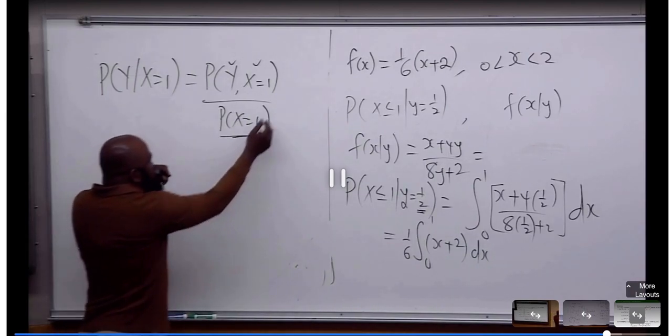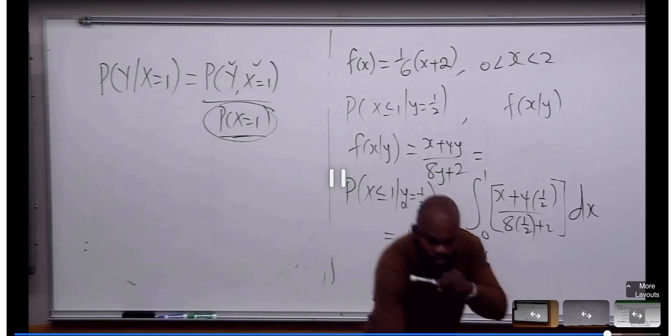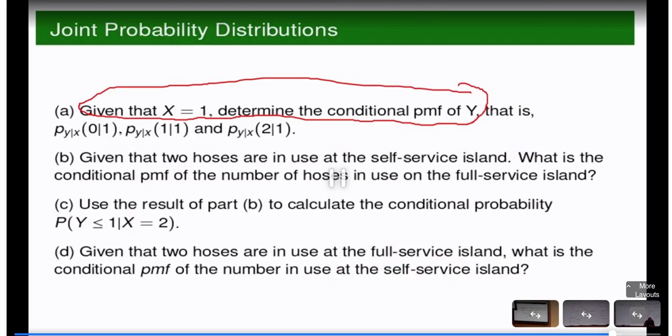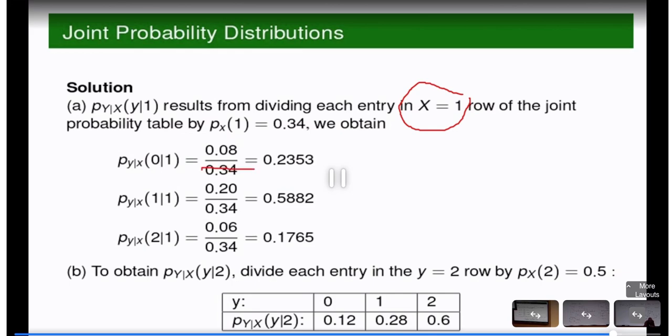Now, let's look at the denominator. When x equals 1, what is that? It is this plus that plus that. What does that give? Calculator? I just wanted to confirm something. When x equals 1, what do you have? 0.34. Do you see the denominator here? Do you see the denominator for each of that? 0.34.